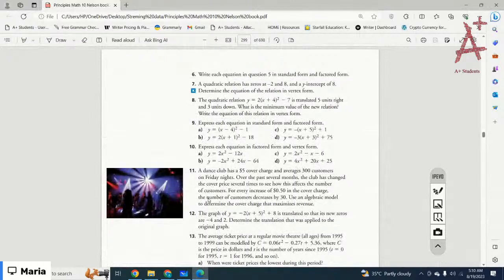Let's start with question number 7. A quadratic relation has zeros at -2 and 8 and a y-intercept of 8. Write an equation of the relation in vertex form. So you are given zeros, right? They are -2 and 8.